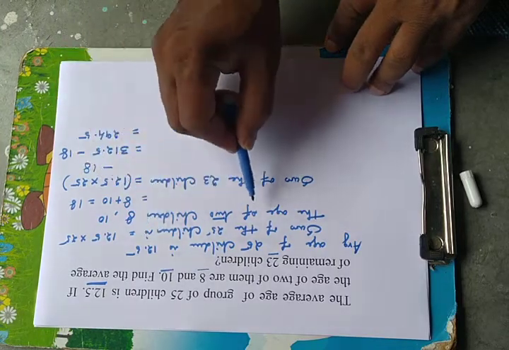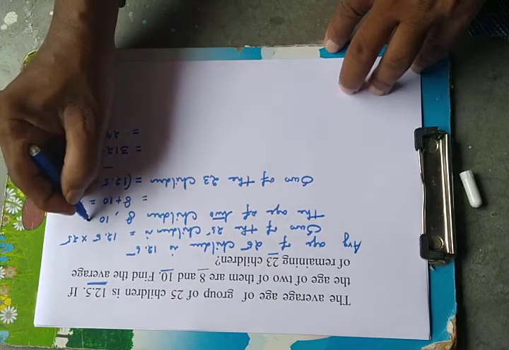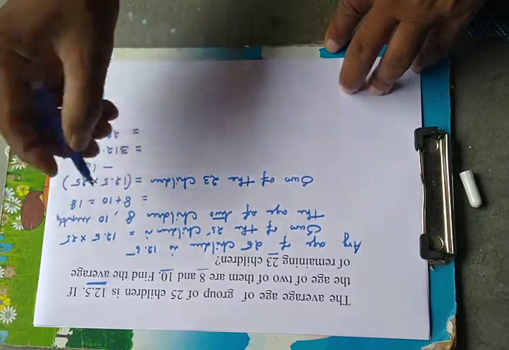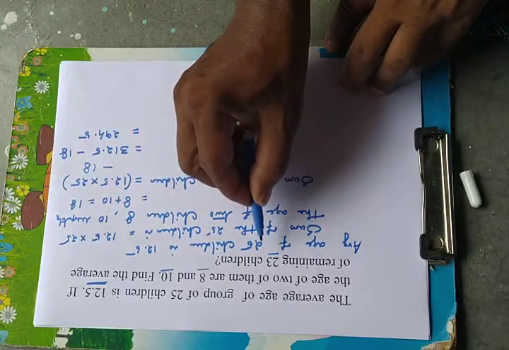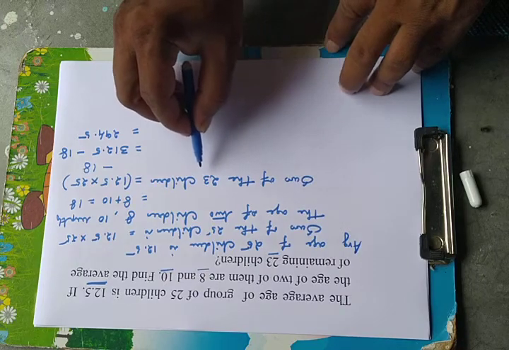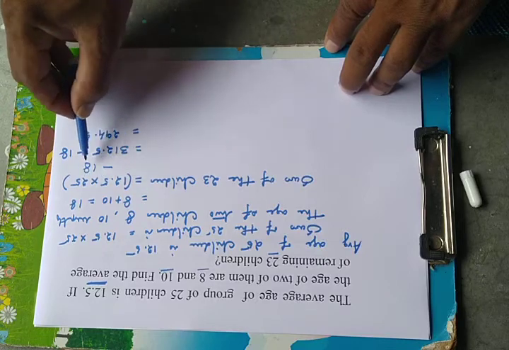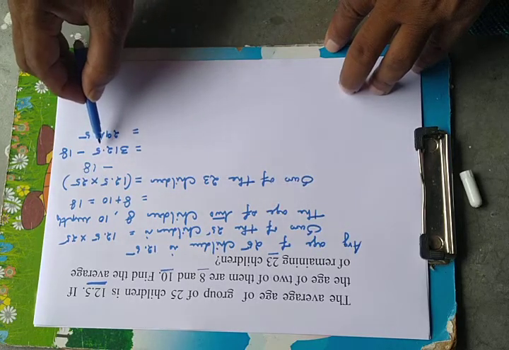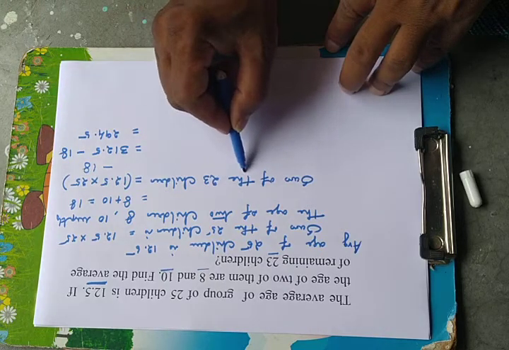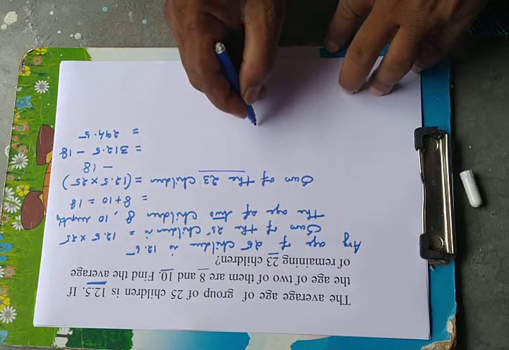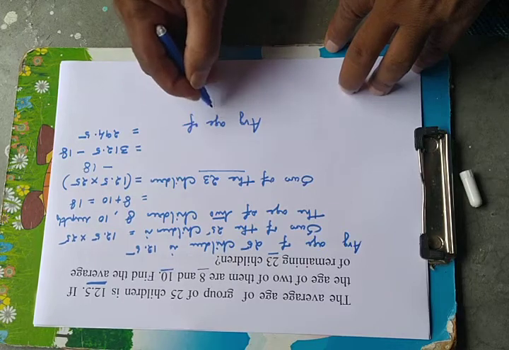Very initially they gave the 25 children's average age. From that they gave two students' ages separately, 10 and 8 respectively. That's the reason the addition gives 18. Our aim is to find the average age of 23 children. First we have to find the sum of the 23 children's ages, 312.5 minus 18, which is 294.5. This is the sum of the 23 children's ages. Our aim is to find the average age of 23 children.